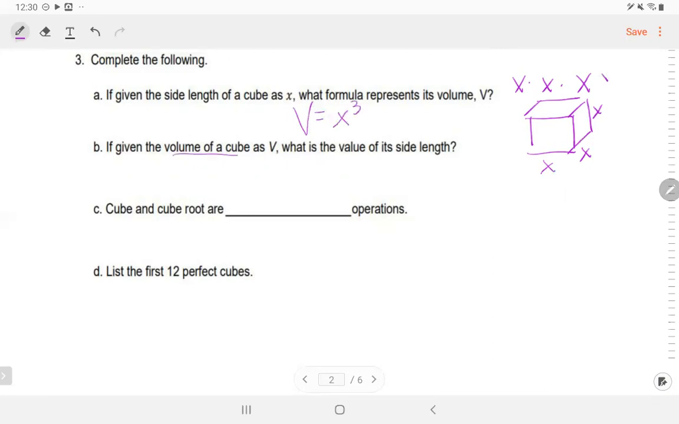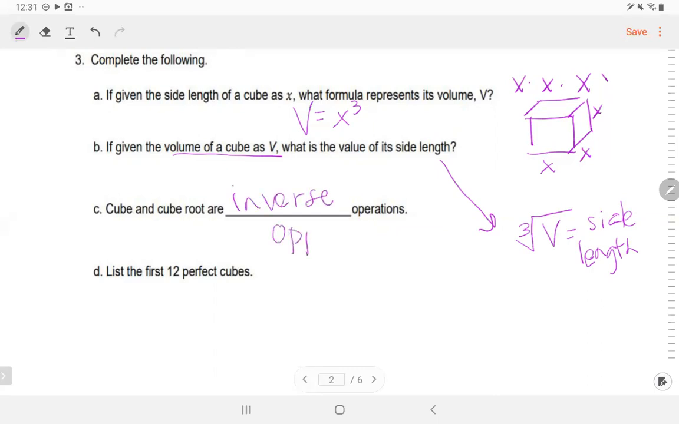If the volume of the cube is v, what is the value of its side length? So if we're given the volume, and we're trying to find the side length, we can write the cube root of the volume is the side length. So cube and cube root are inverse, or opposite, operations. So we're doing the exact opposite thing.